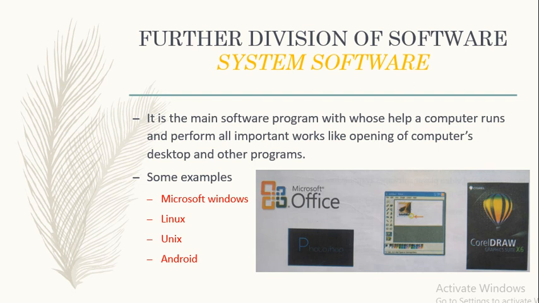Some examples of system software are Microsoft Windows, Linux, Unix, Android. Android is a very common operating system, which can be seen in your mobile phone. Microsoft Windows is created by Microsoft Corporation, a company of USA. So these are some examples of system software.